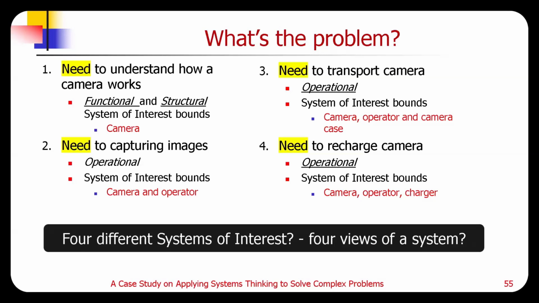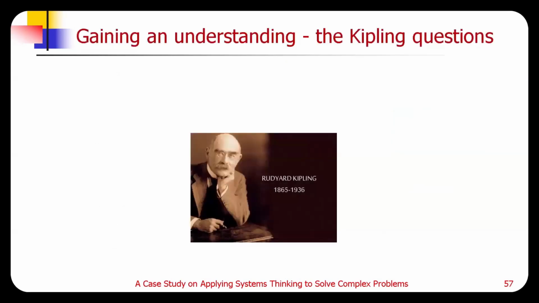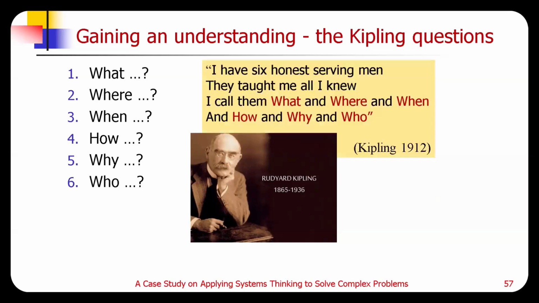Take your choice. One good way of using the holistic thinking perspectives is active brainstorming. You use the Kipling questions introduced by Rudyard Kipling: what, where, when, how, why, and who. And he introduced them in his poem The Elephant's Child in the Just So Stories.